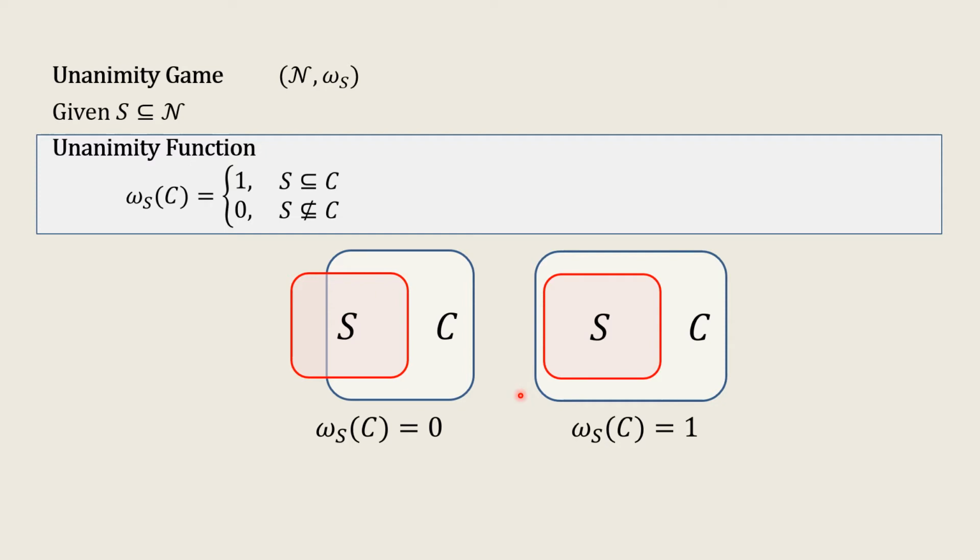This is depicted here. Omega S of C equals 1 because S here is contained in C. S is a subset of C. Otherwise, when S is not a subset of C, that is when S is not contained in C, then omega S of C equals 0. This is depicted here. S is not fully contained in this C here. Therefore, omega S of C equals 0.